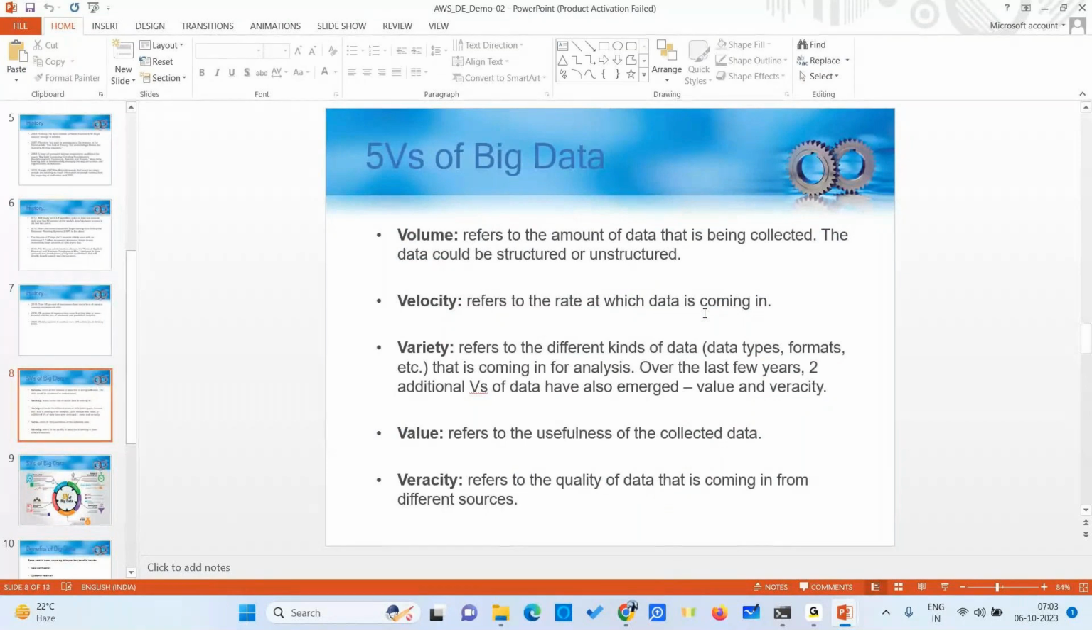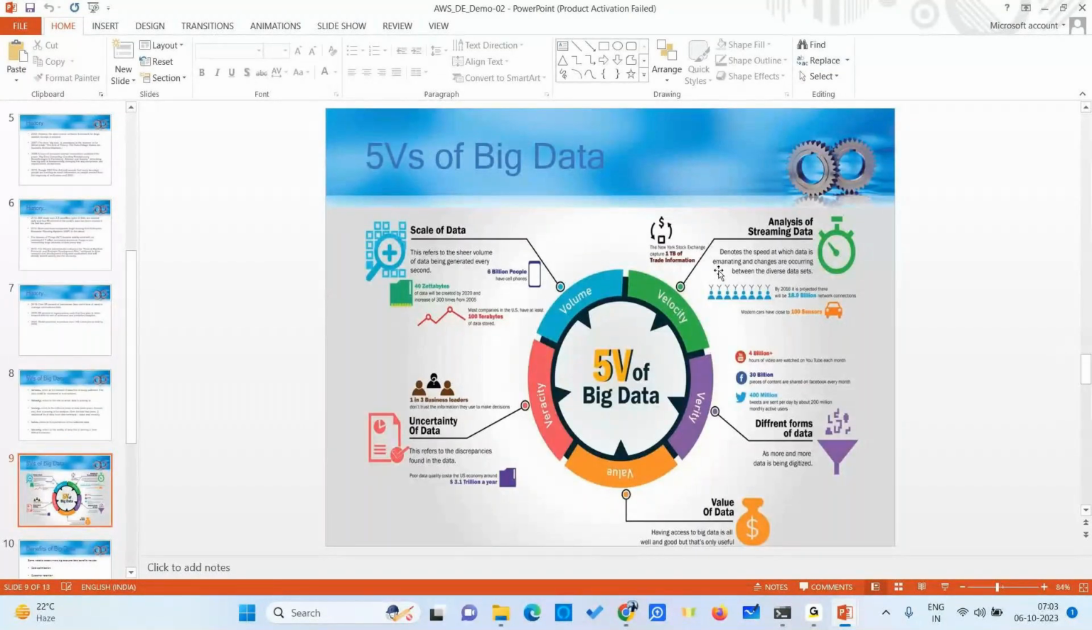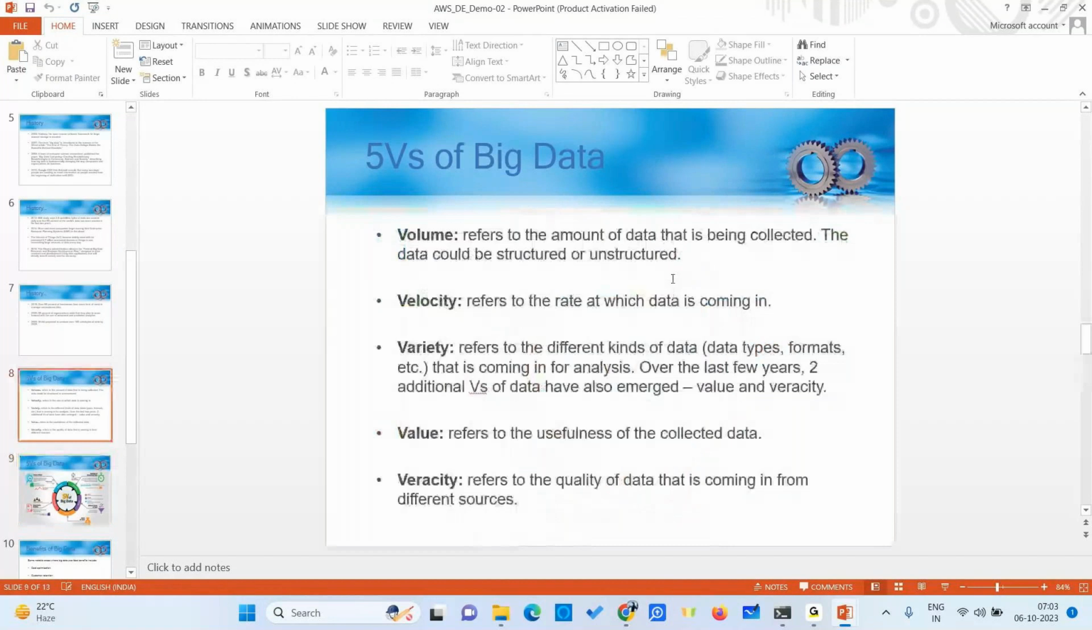Here, the velocity denotes the speed at which data is coming and changes are occurring between the diverse data sets. See, the New York Stock Exchange captures 1 TB of trade information. How big it is, that is transferring 1 TB in a very short time. So that represents the velocity.